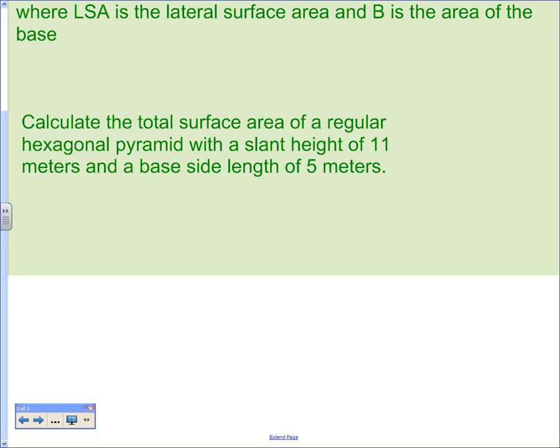All right, so we want to find the total surface area. Well, first we need to find our lateral surface area, right?